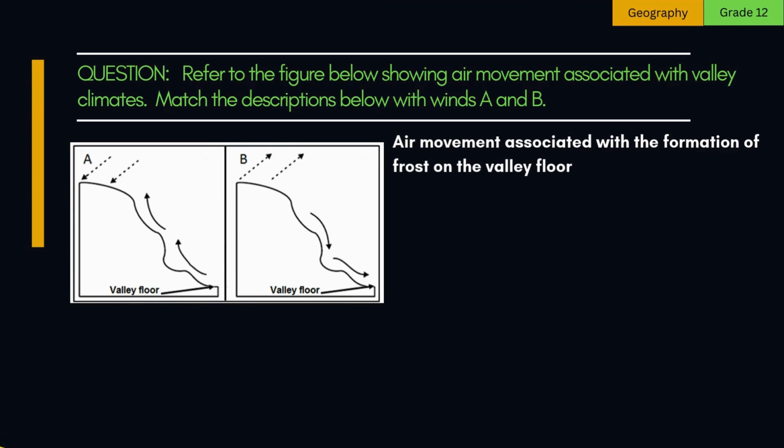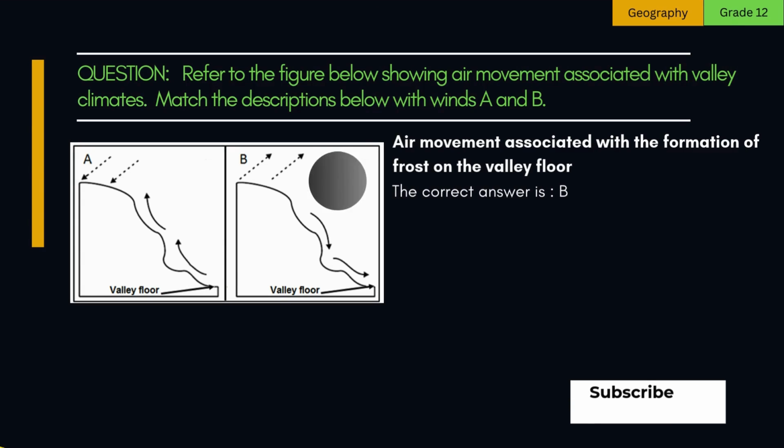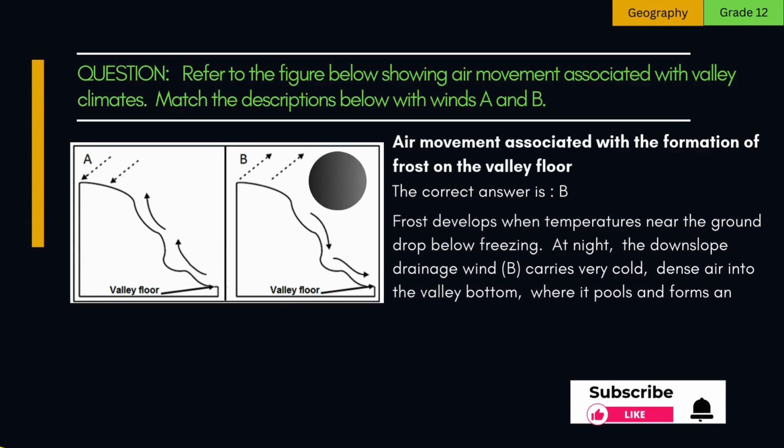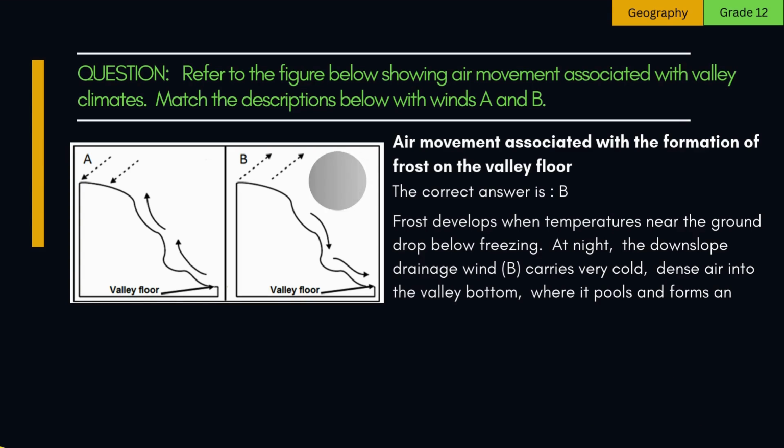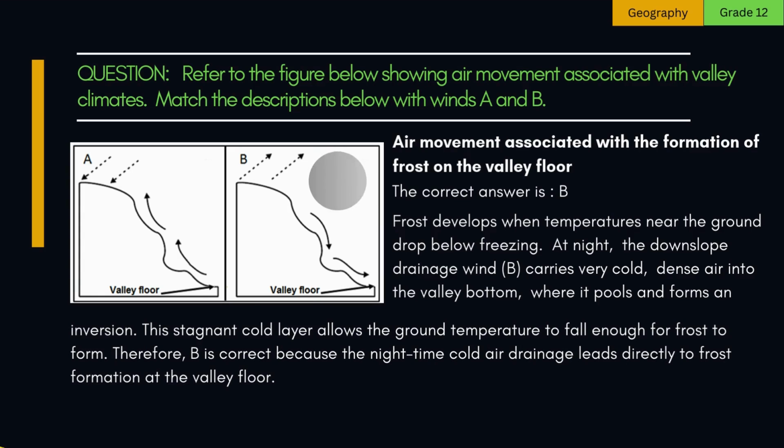6. Air movement associated with the formation of frost on the valley floor. The correct answer is B. Frost develops when temperatures near the ground drop below freezing. At night, the downslope drainage wind, B, carries very cold, dense air into the valley bottom, where it pools and forms an inversion. This stagnant cold layer allows the ground temperature to fall enough for frost to form. Therefore, B is correct because the nighttime cold air drainage leads directly to frost formation at the valley floor.